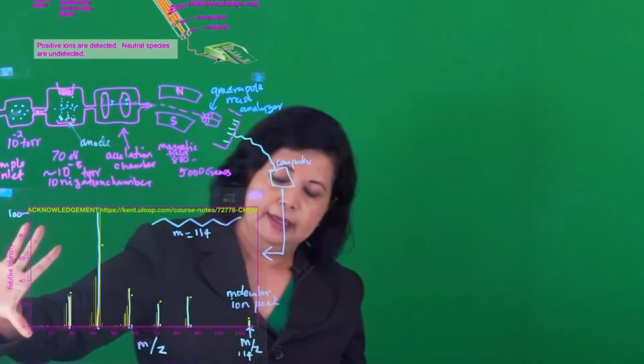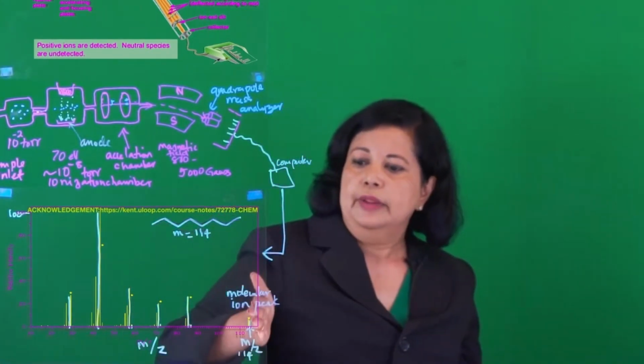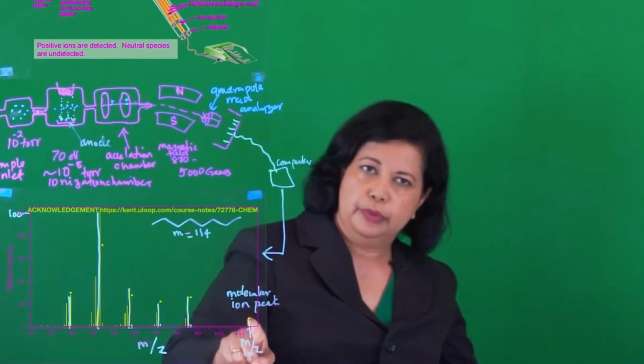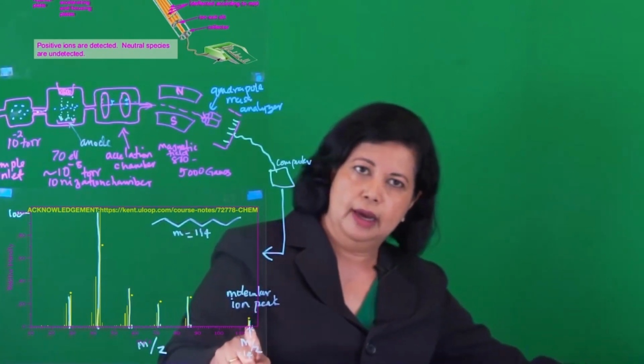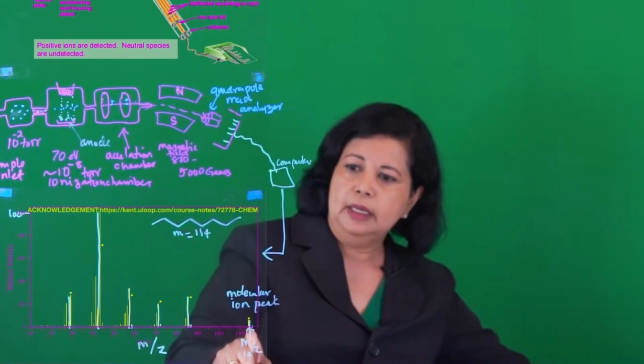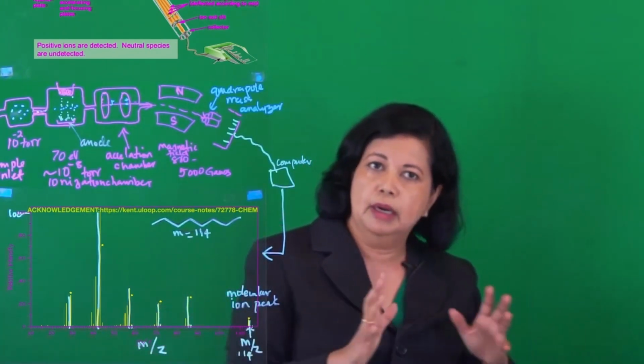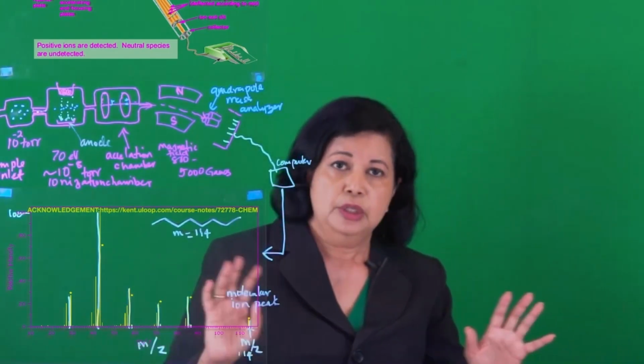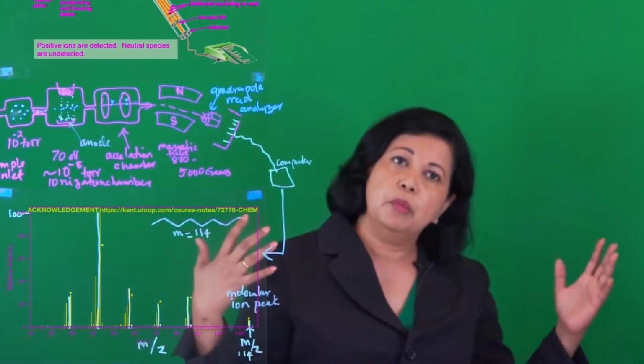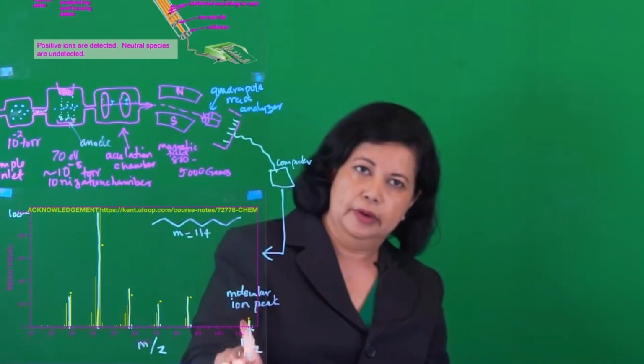And the important thing is this: the first peak on the rightmost, or the highest molecular weight peak, would typically be the molecular ion peak. I'm saying typically because in some cases the molecular ion fragments to the extent that you can't even see it. But for the most part, you'll be able to see a molecular ion peak.